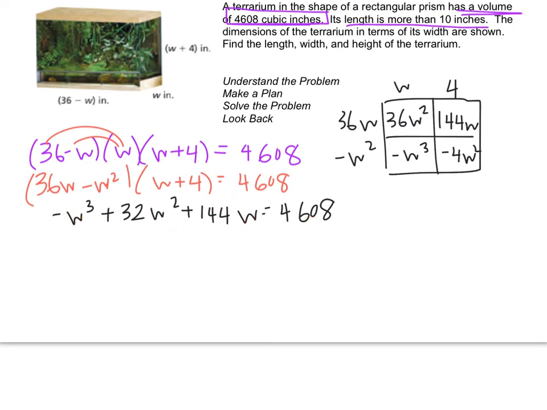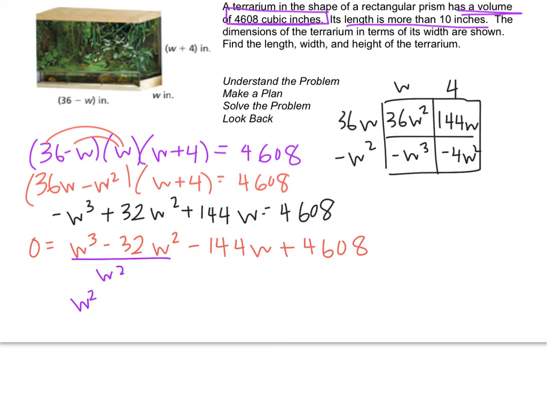It doesn't really make the math any more complicated. You just move it over to the other side. So I have 0 equals w to the third minus 32w squared minus 144w, because they all had to change signs when I moved them over, plus 4608. Okay, now I have a 4-term polynomial, so my method is grouping. So the GCF here is w squared, and the GCF here, I have no idea. Is it 144?